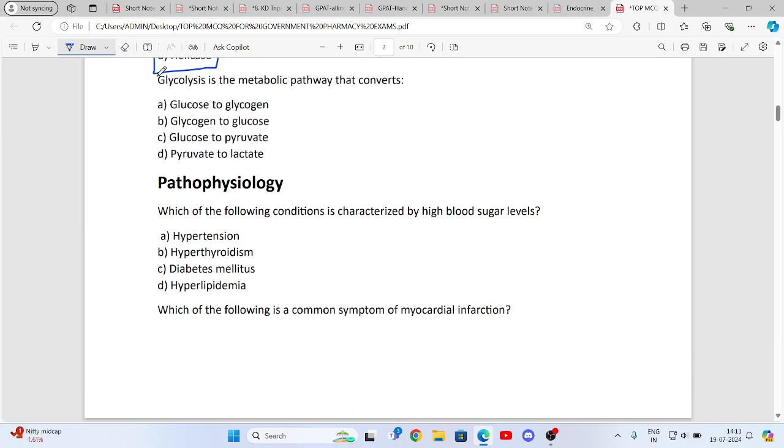Glycolysis pathway involves conversion of dash into dash. Glycolysis occurs in the cytoplasm, and it is a conversion of glucose to pyruvate in aerobic condition and glucose to lactate in anaerobic condition.